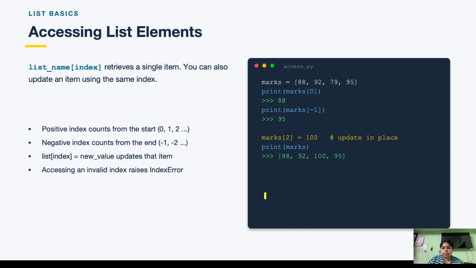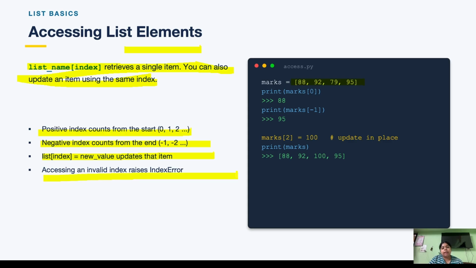Let's move to the next part. Accessing list elements. What do you mean by list elements? Whatever items are entered in the list are known as list elements. If you see, list_name[index] retrieves a single item. You can also update an item using the same index. Positive indexes count from 0, 1, 2 and negative -1, -2. These all are already taught to you.